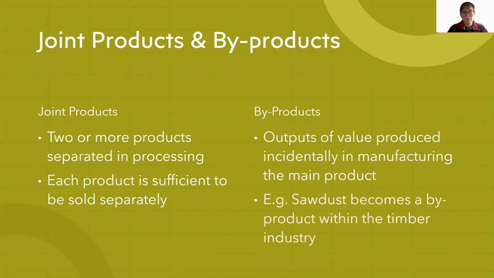So, for example, sawdust becomes a byproduct within the timber industry. Essentially, the goal is for wood to be sold, timbers to be sold, but the sawdust is essentially a cut-off in itself. You may be able to sell it, but essentially that is only a byproduct. It is not the main product the business is trying to sell.